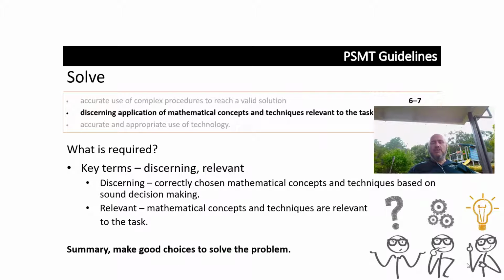The second one is a discerning application of mathematical concepts and techniques relevant to the task. There's a couple of key terms here as well. Firstly, discerning. Discerning means that you have correctly chosen the mathematics. So you could have a complex procedure, but it might be a procedure that's not overly relevant, which means that maybe you get the first dot point, but you don't get the second dot point. Discerning means that everything you've done has been done for a reason and for the correct reason. Relevant is that it's relevant to the task, which kind of ties into part of discerning.